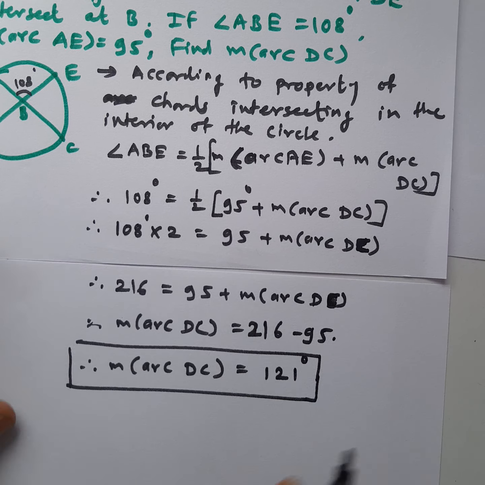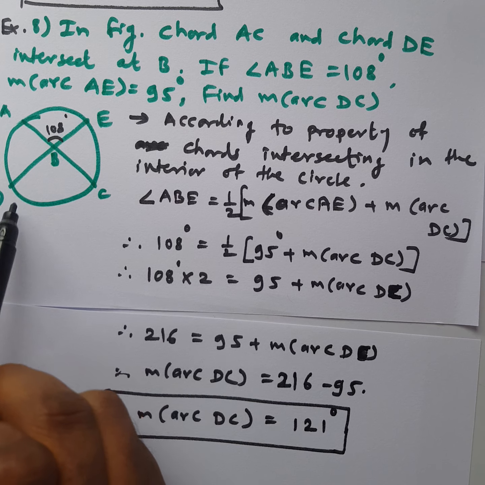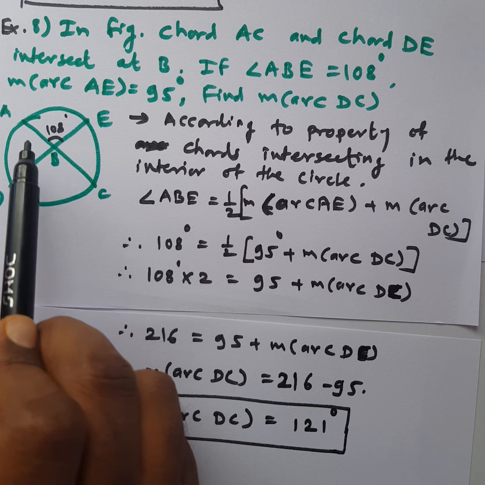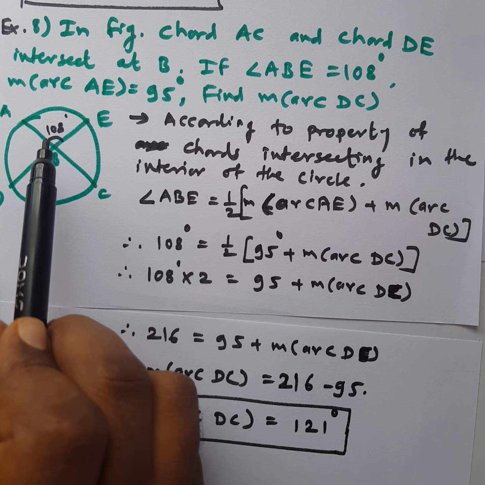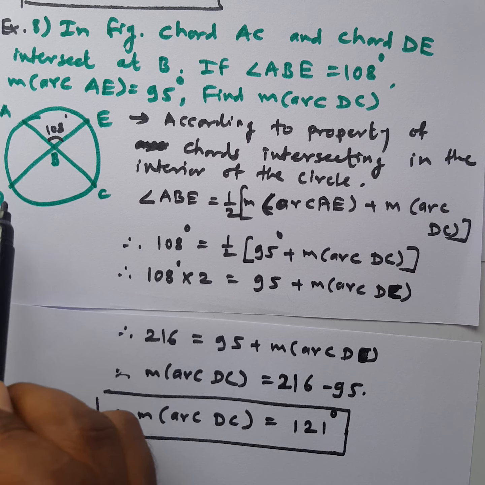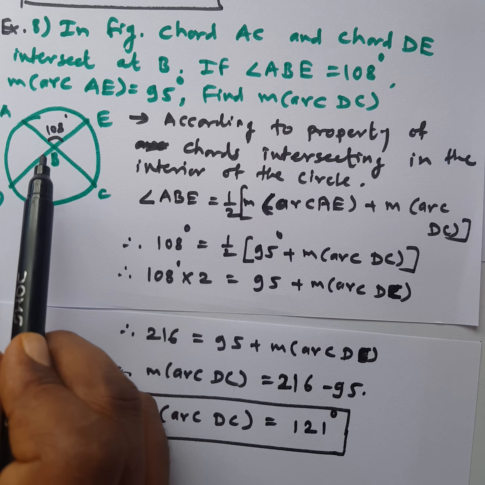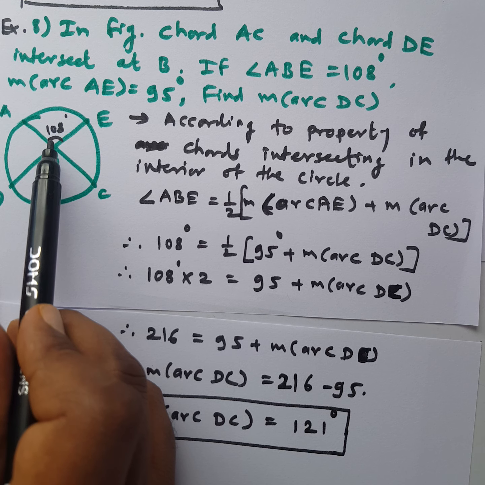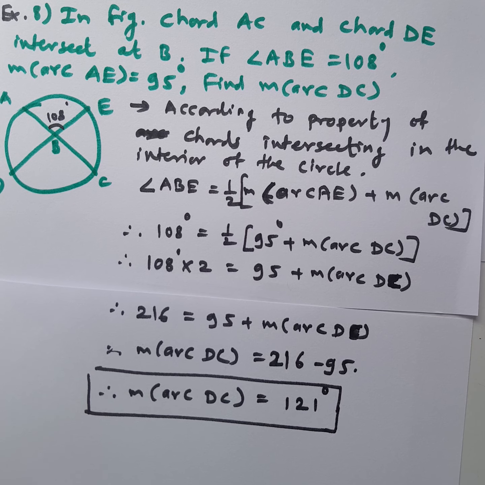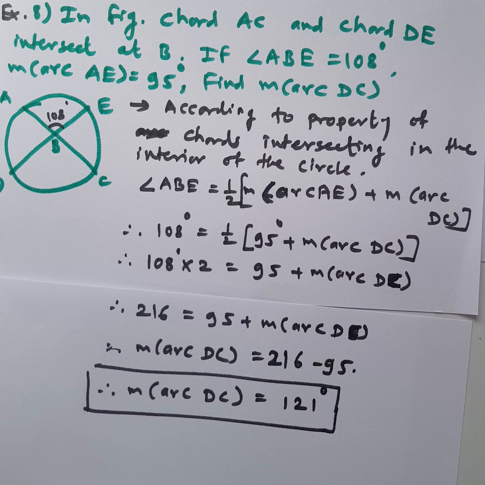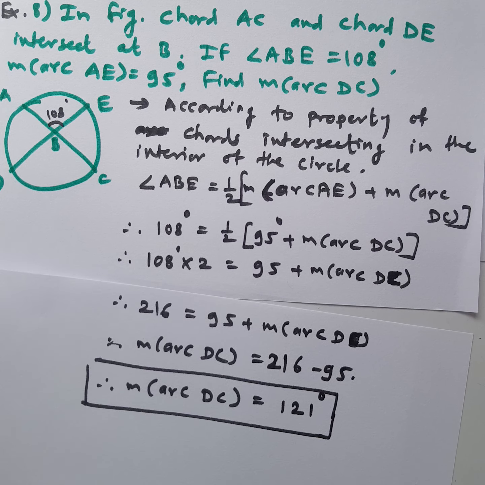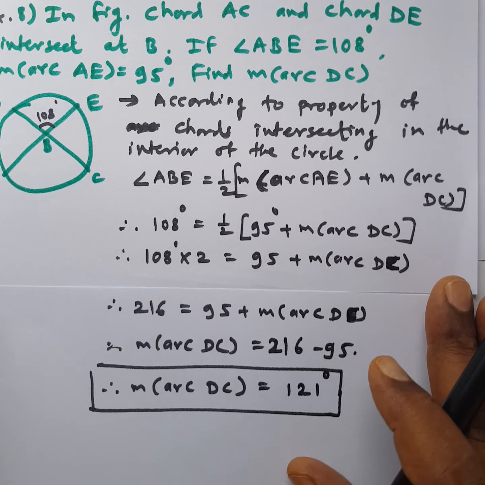Means here we have to find the measure of an arc, not the measure of the angle between the chords. The angle between the chords is given. The measure of one of the arcs is also given, arc AE 95, and we have to find the measure of the arc intercepted by the opposite angle. In this way, we have seen these two examples on the properties or theorems of intersecting chords.